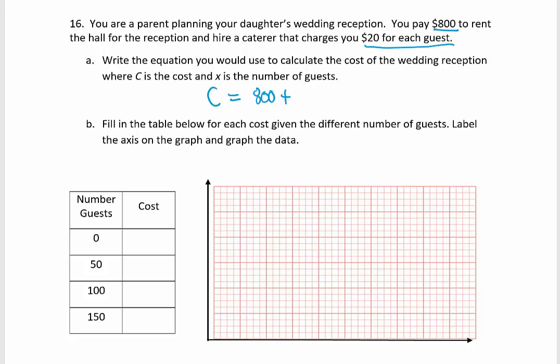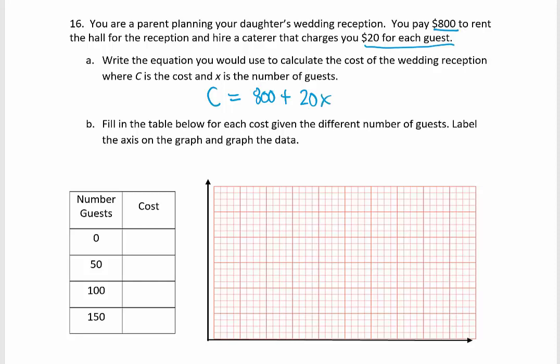Now, $800 doesn't change. We're renting the hall right off the top. But this $20 per guest, if we had 1 guest, that would be $20. 2 guests, $40. 3 guests, $60. So you can see what we're doing is we're repeatedly adding 20. Anytime we have repeated addition, we use multiplication to represent that situation. So we want to go 20 times x.